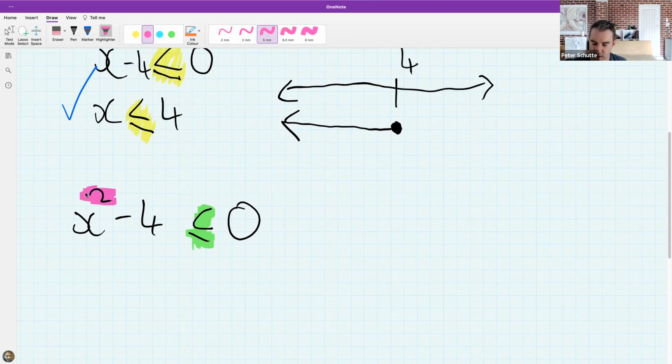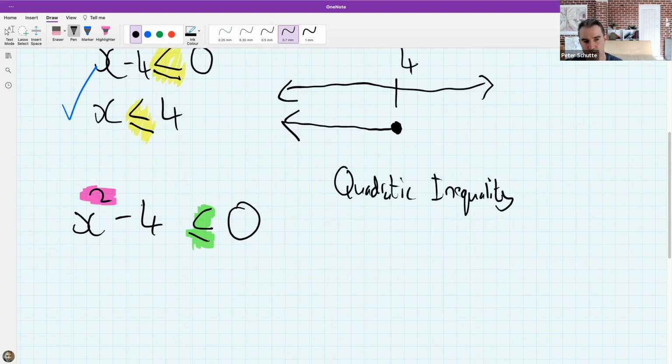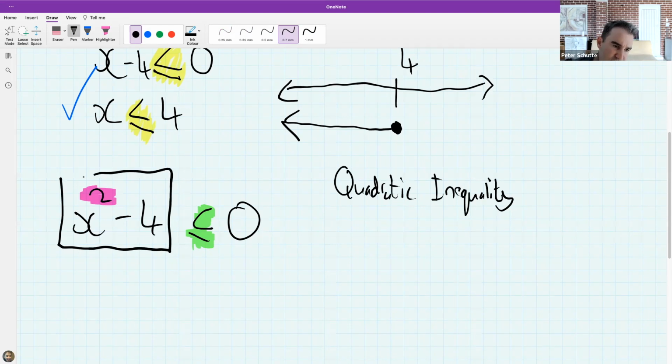So we call this a quadratic inequality, and the reason it's called a quadratic is because of the power of 2. Now, what we normally do when we solve quadratic equations is we factorize them, and it's the same with a quadratic inequality. So as I look at this, how could I factorize this expression?